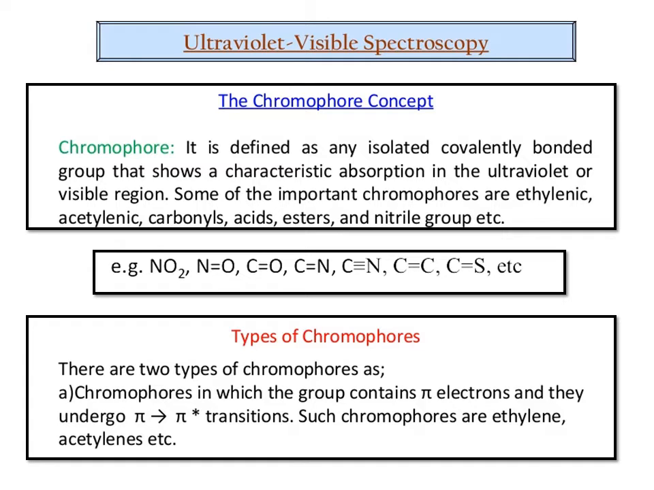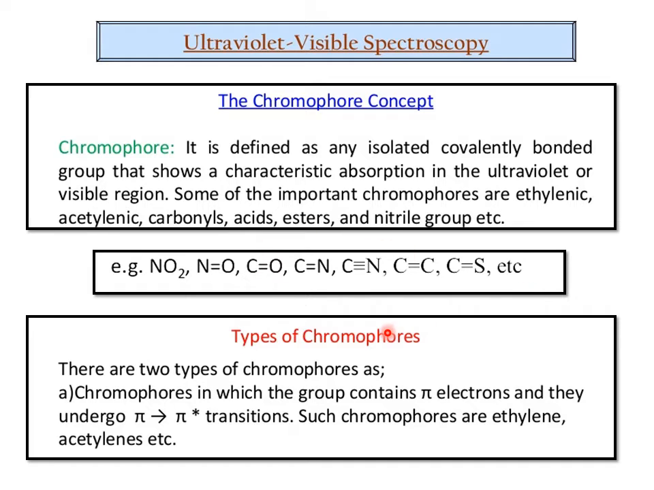There are two concepts here. One is chromophore absorptions and the other is UV-visible spectroscopy. A chromophore is defined as any isolated covalently bonded group that shows a characteristic absorption in the UV or visible regions. Some examples are the nitro group, carbonyl group, nitrile group, alkene and sulfone group.